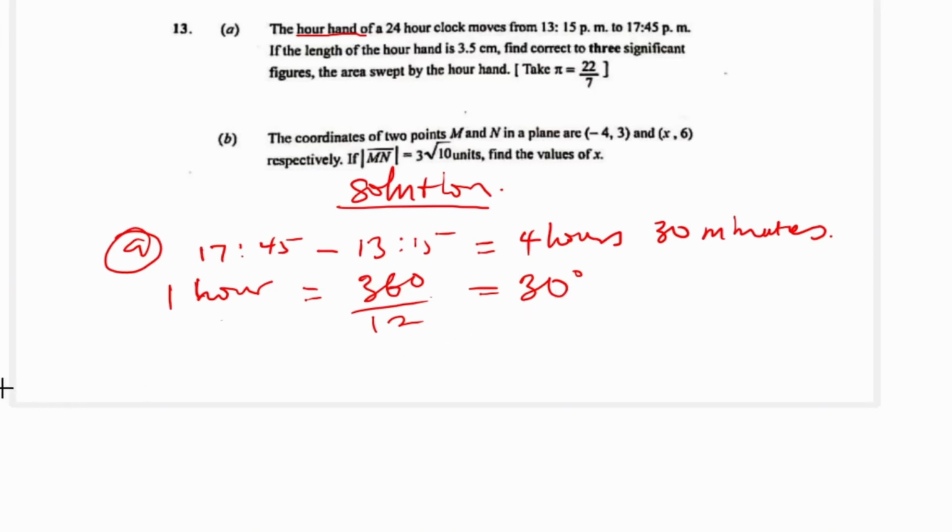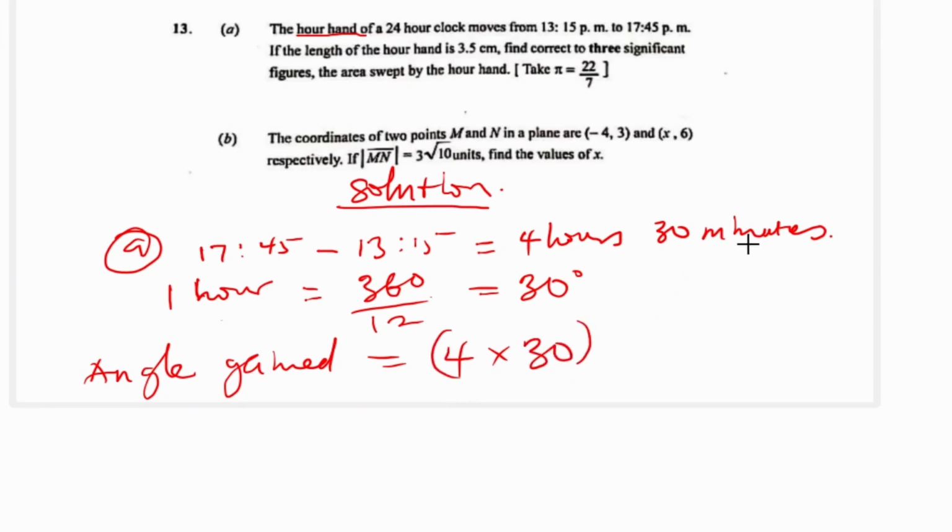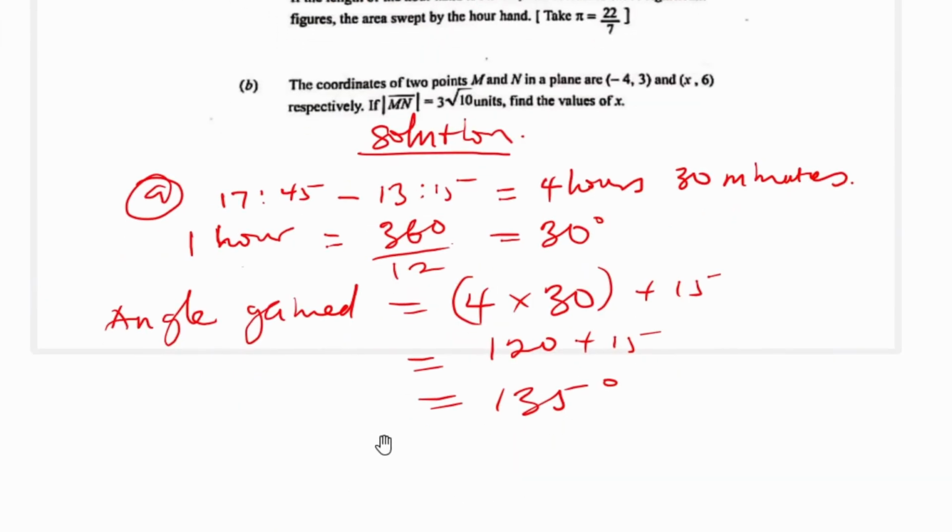So 4 hours, which will be the angle gained by the clock, will be equal to 4 times 30 degrees, then plus 30 minutes, which is half an hour, so that will be 15 degrees. That is going to give us 120 plus 15, and that will be 135 degrees, and that is just the angle gained by the clock.